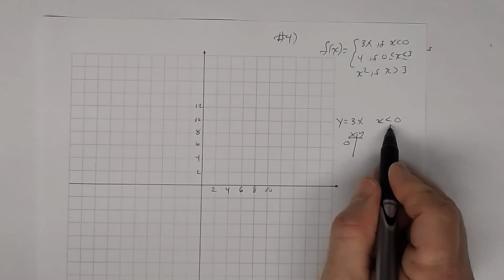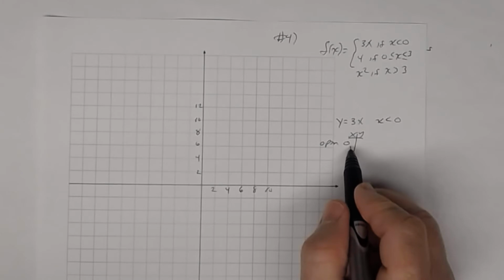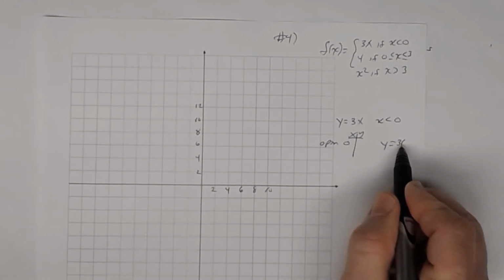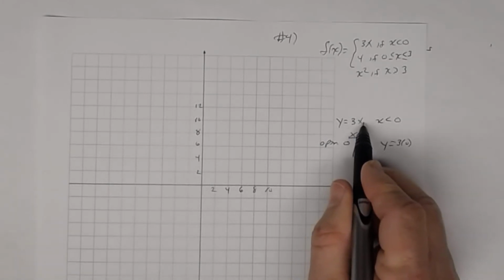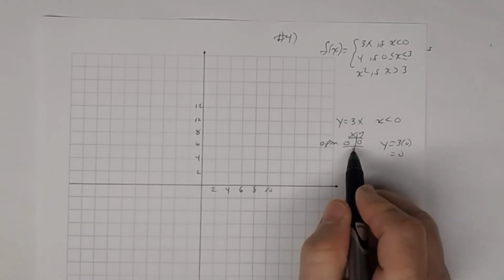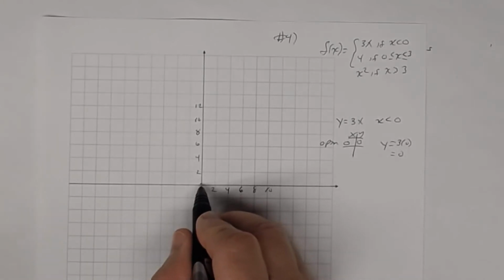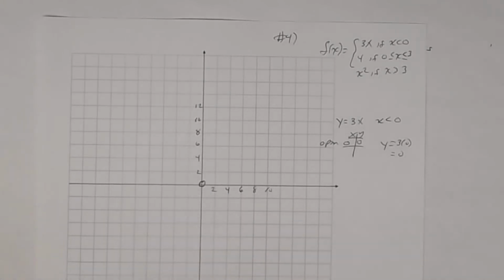There's no equal sign, right? So you know what you're going to write. You're going to write the word open. And then if x is 0, you have y equals 3 times 0, because 3x, x is 0, and 3 times 0 is 0, so y is 0. So now we're going to plot the point 0, 0, which happens to be at the origin, right? And it's going to be an open circle, okay?